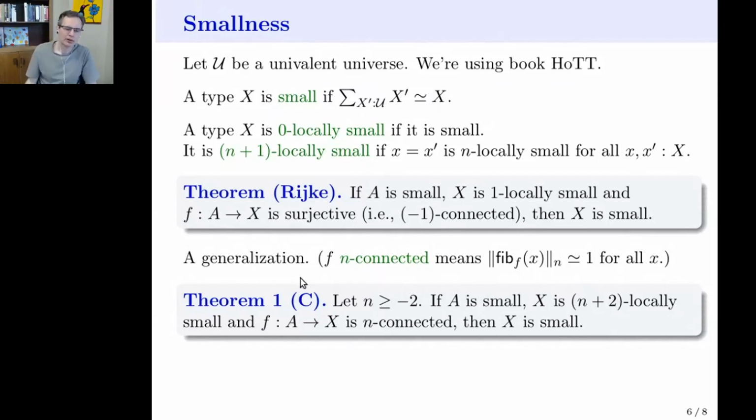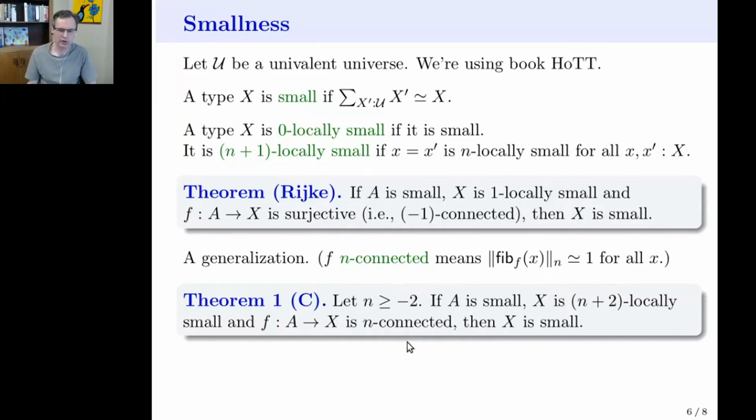Okay. So the first thing I want to mention is a generalization of Egbert's theorem, which says if you start with any n greater than or equal to -2, and you have an n-connected map from a small type to an n+2 locally small type X, then X is small. So when you take n to be -1, this is exactly Egbert's result, and it doesn't reprove it. I use Egbert's result to begin this induction. So when n is -1, we have a -1 connected map, and we have -1 plus 2, a 1 locally small type. And so we recover the join construction result.